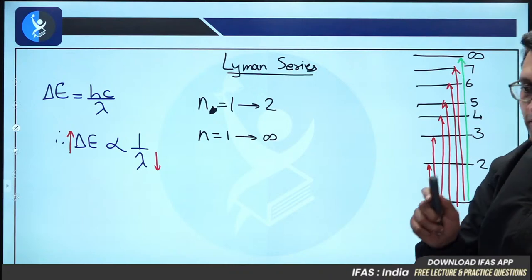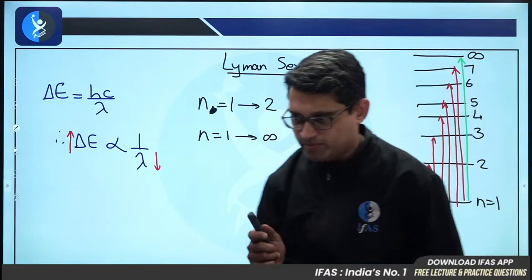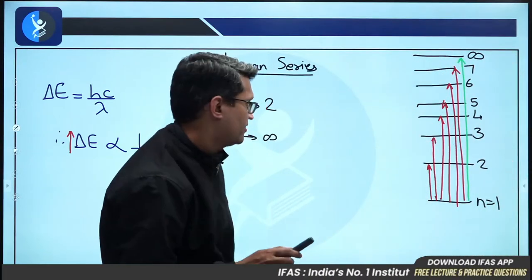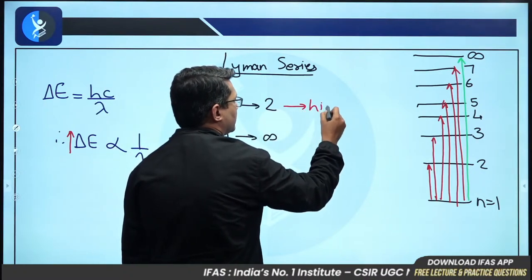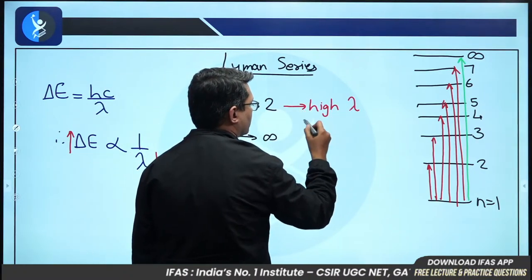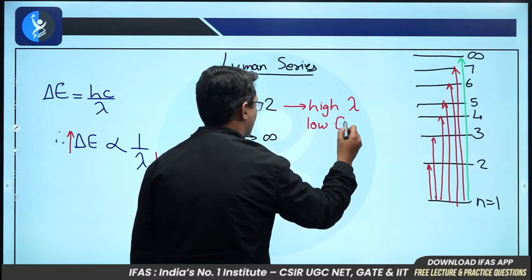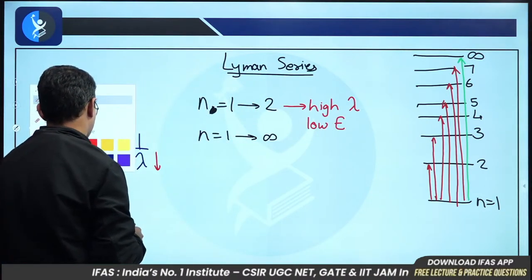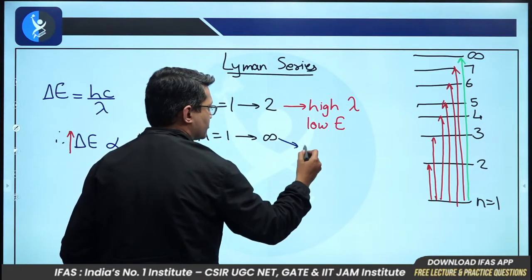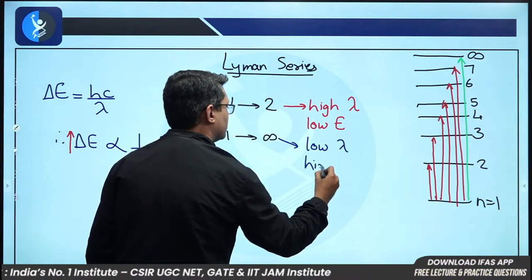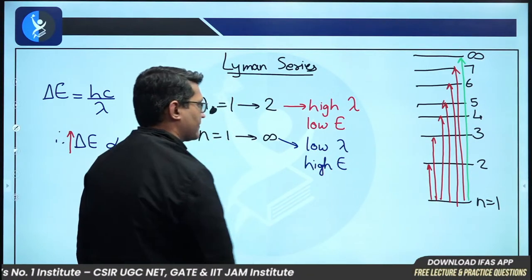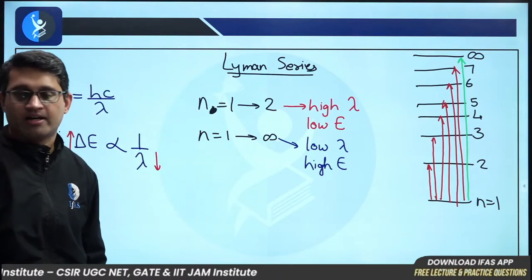Correct. n1 equal to 1 to 2. Very good. Very good. Pratyusha, Leela, absolutely correct. n equal to 1 to 2 is going to be higher wavelength and lower energy, whereas the other is going to be lower wavelength and higher energy.